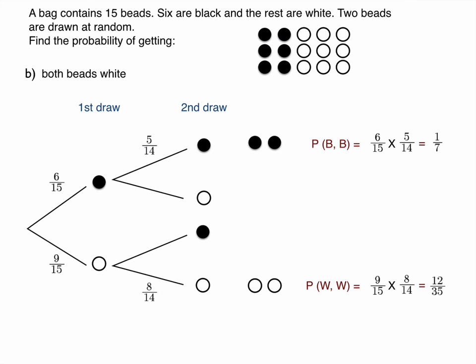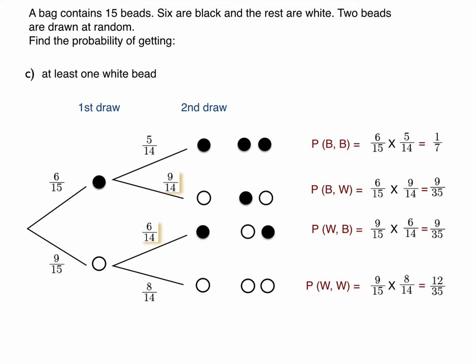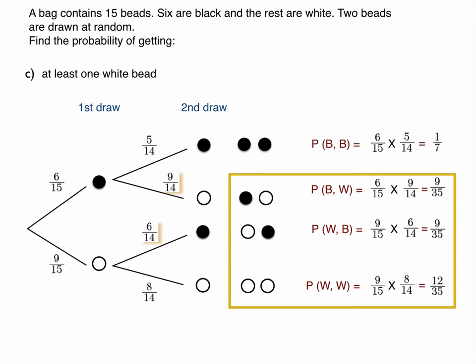And for part C, at least one white bead, we now have to include 3 of the events in the total sample space because it says at least one white bead. So that also allows for the event with 2 white beads. So we need to work out the probabilities of those 2 events. And there's the branch probabilities that we need to add in. There are the other 2 probabilities. Now, because it's at least one white bead, we need to add all of those 3 probabilities. And when you do, you get that answer of 6/7.